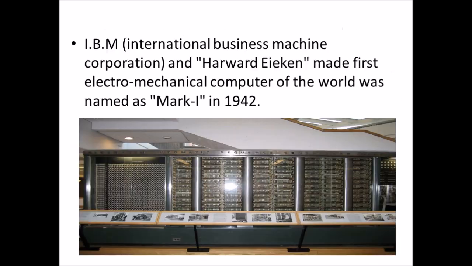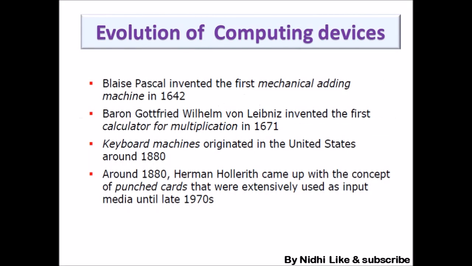Next is IBM, International Business Machines Corporation, and Howard Aiken made the first electromechanical computer of the world, and it was named Mark I in 1942. Here you can see the image of Mark I. Next, Leibniz also gave a calculator in 1671, an improvised version of the Pascaline machine, that can be used for calculating square roots.